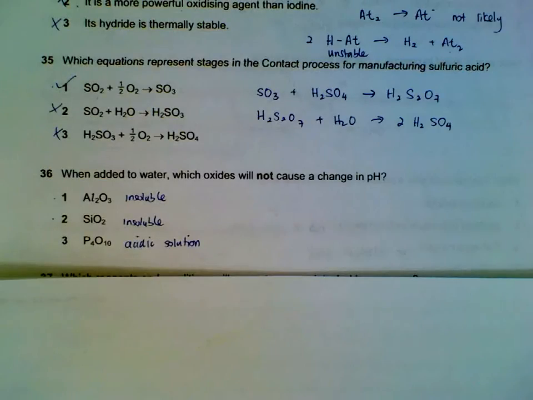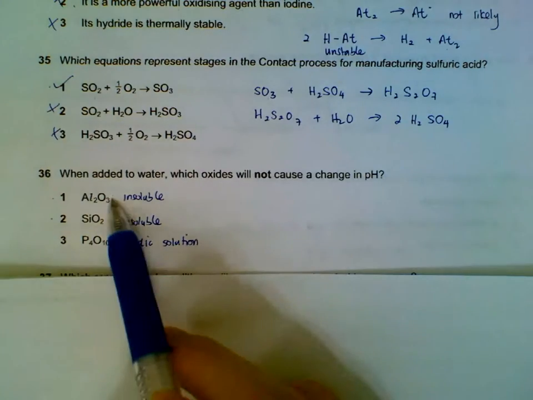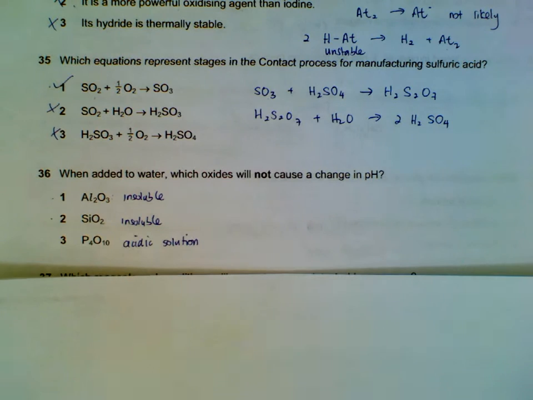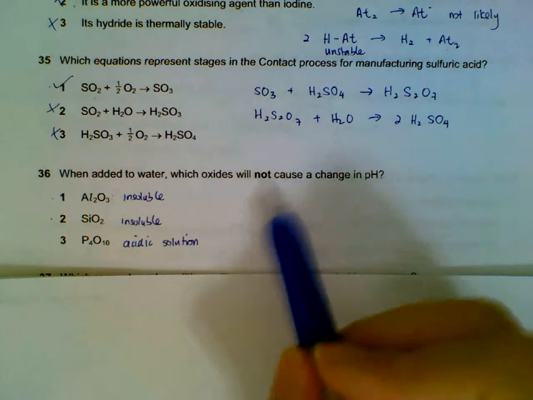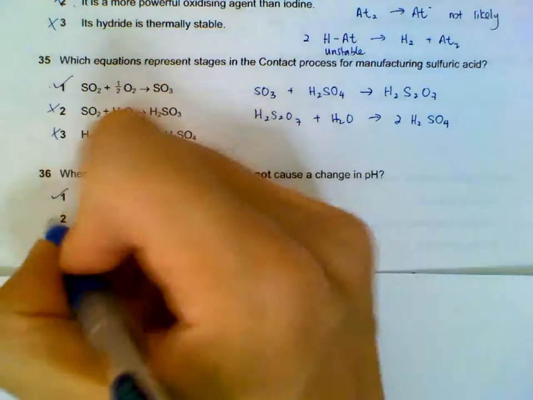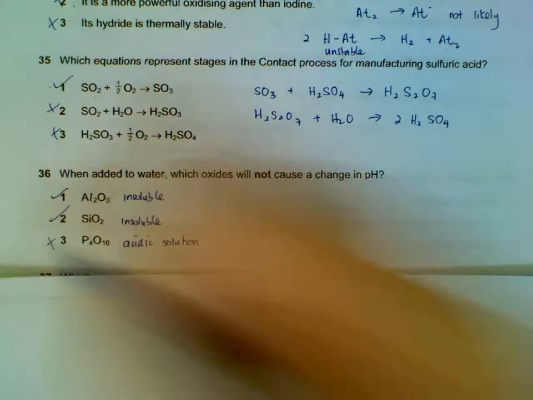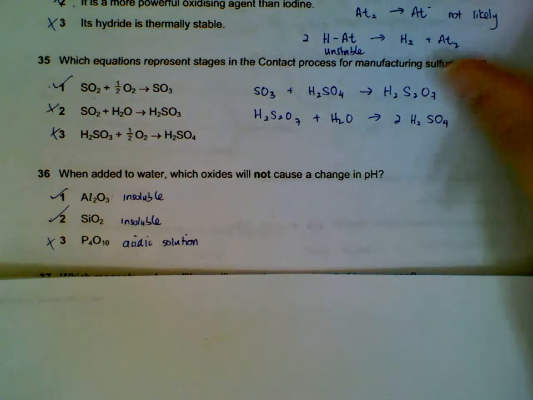(36) Which one will not cause a pH change when added to water? The first two, aluminum oxide and silicon dioxide, are insoluble in water. So although they are acidic, they won't dissolve to change the pH. So you have to be careful. P4O10 does dissolve in water and will cause the pH to be low.